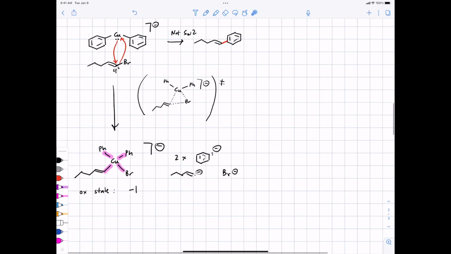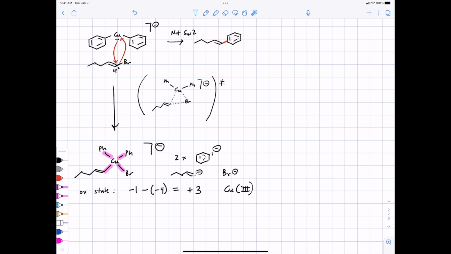And it doesn't matter that these electrons originally in the bond between copper and the carbon originally came from copper. They now belong to carbon. So for oxidation state, we've got to subtract, and we come up with the +3 oxidation state. This is copper 3. All right, so that's an oxidation step as far as copper is concerned.